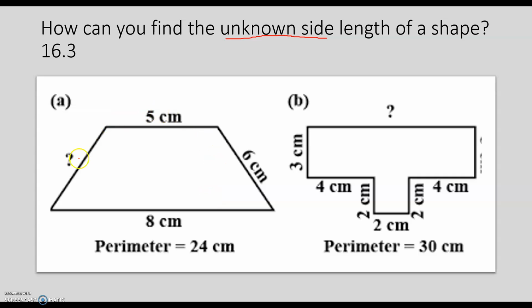So just taking a look at this first shape right here, they've given us the size of all the other sides, and they've also given us the total perimeter. So we need to use what we know to figure out that missing number. Let's take a look at how to do that.